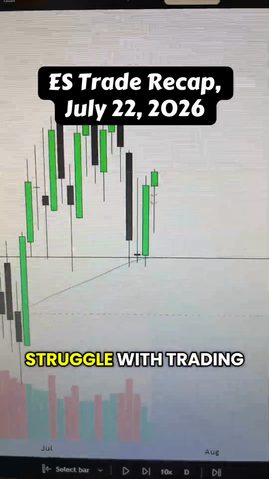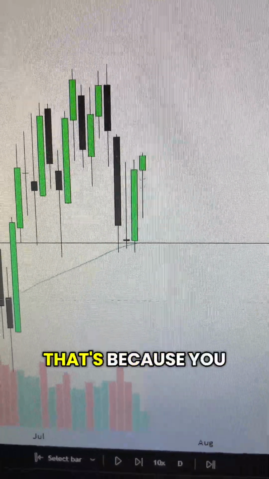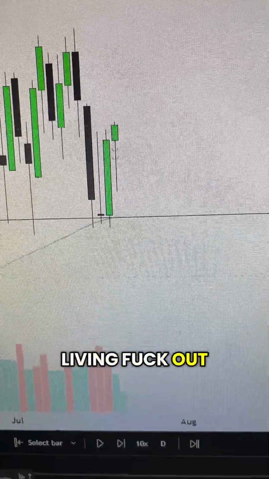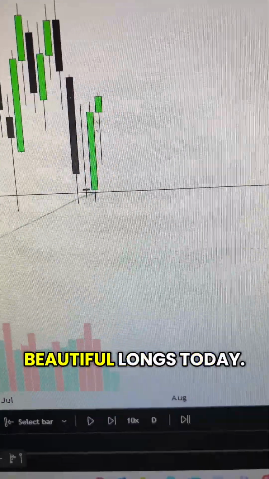A lot of y'all seem to struggle with trading in the month of July. I see a lot of people taking losses, break even, and all that. That's because you guys complicate the living fuck out of it. Keep it simple, very very simple. Let me show y'all how you could have taken two beautiful longs today.